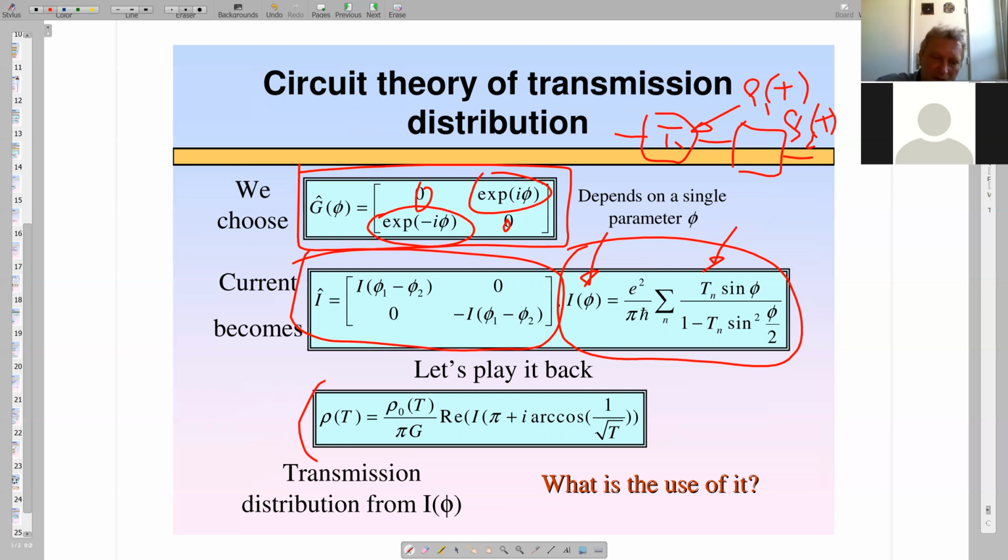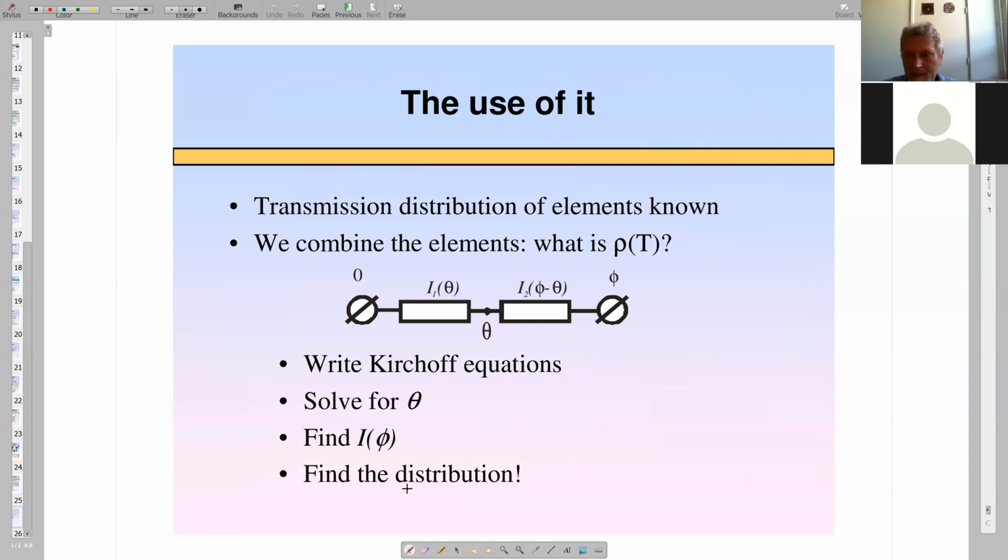The formula is somehow involved. The dependence of current on phi goes here. There's some algebra of complex numbers. But one gets the distribution. So there's a link between the transmission distribution and the shape of this function I of phi.